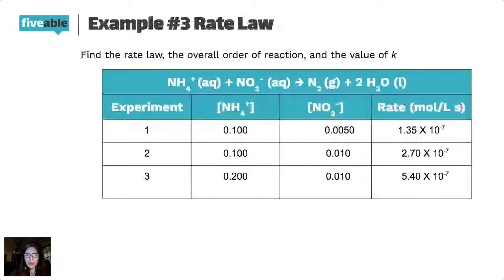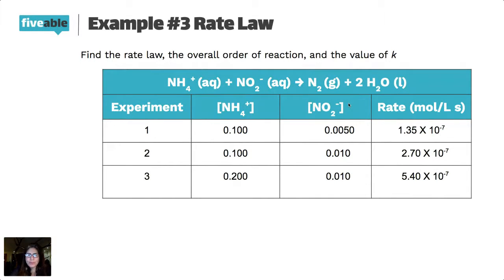So another example, now with an actual equation. In this equation, ammonium ion and nitrite ion give you nitrogen gas and water. Again, they're giving you several experiments with initial concentrations and initial rates. If we observe experiments 1 and 2, the only thing changing is the concentration of NO2. So this is doubling, and the rate is doubling as well. What is the order with respect to NO2?